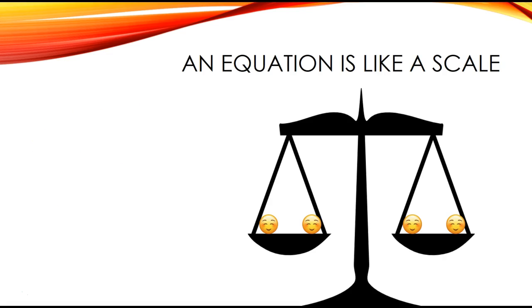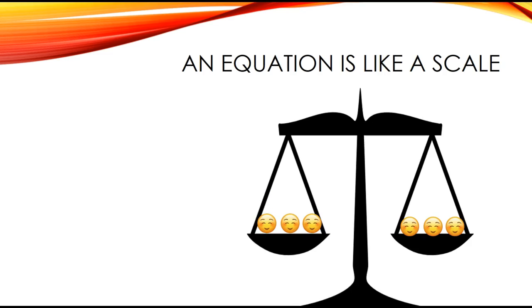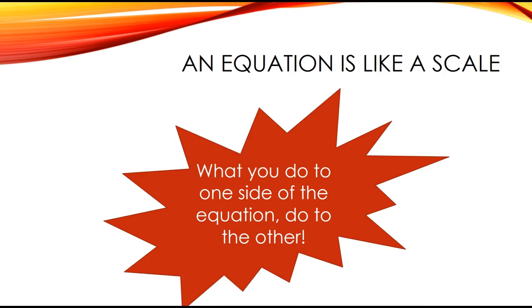So if I put an emoji on the right-hand side, I am out of balance. My equation does not balance. 2 does not equal 3. So when I added 1 to the right-hand side, in order to balance, I have to add 1 to the left-hand side. And then we maintain balance. So in general, that means what you do to one side of the equation, you're going to do to the other side.